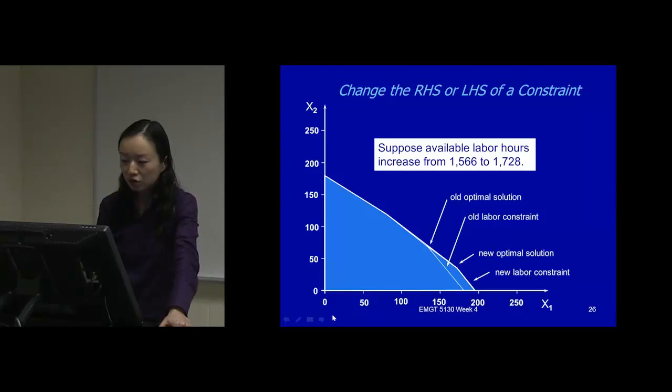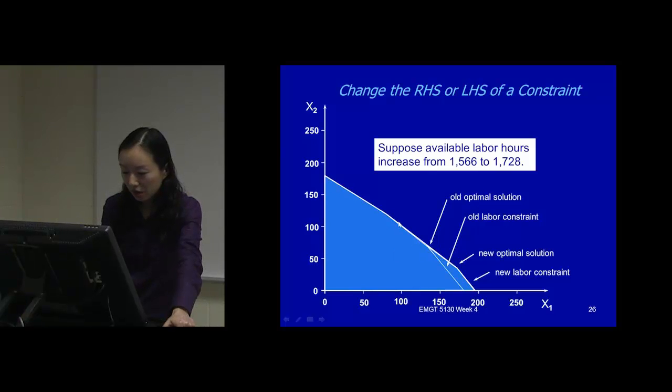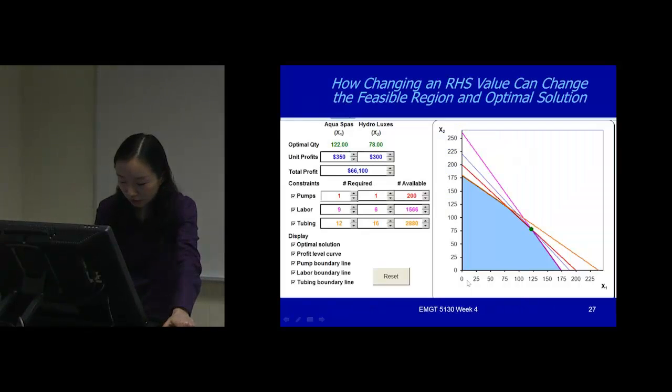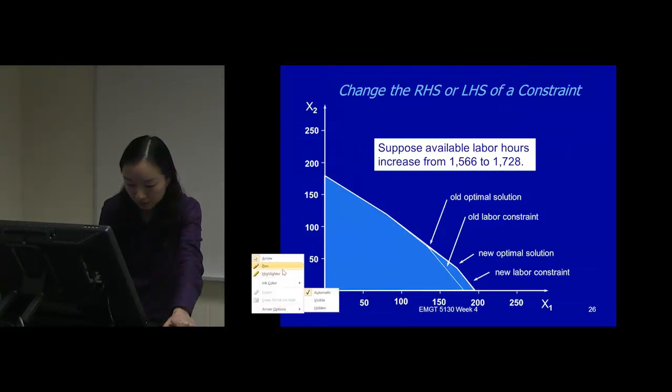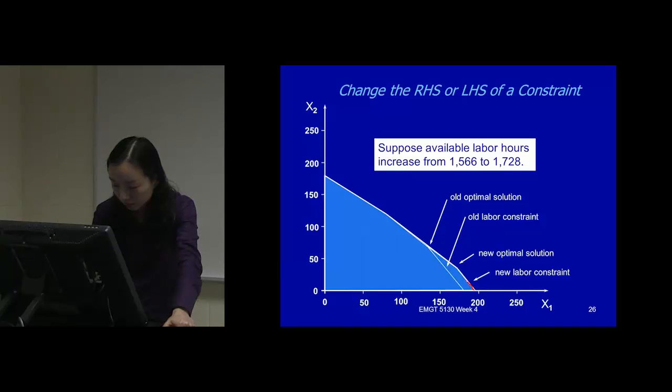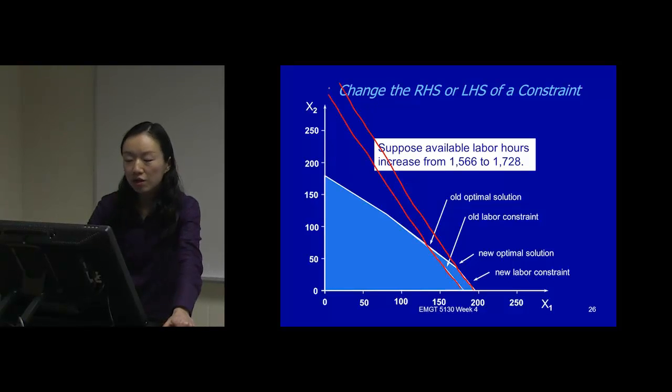Okay, so here is an illustration of how the right-hand side changes things. Originally this is our feasible region, and when we change the labor hour, which is the right-hand side, from 1566 to 1728, the new constraint is something like this. Originally it was here, and when you increase the right-hand side, it moved in this direction, and so you see there is some additional area available for you to improve the optimal solution.